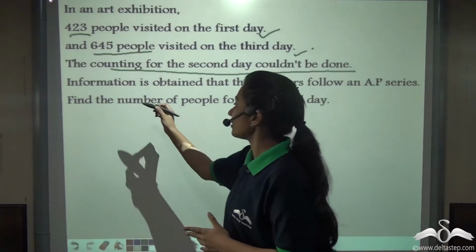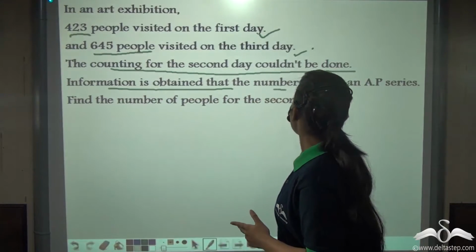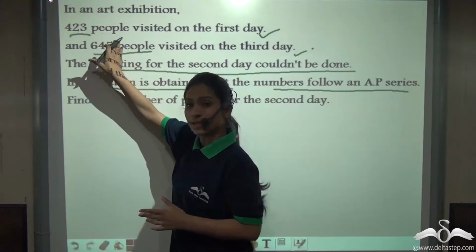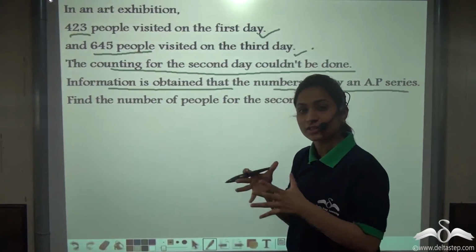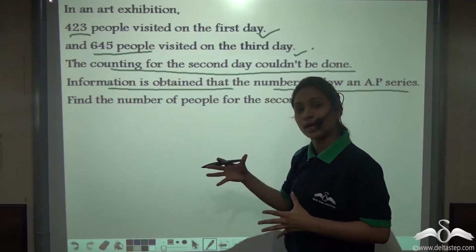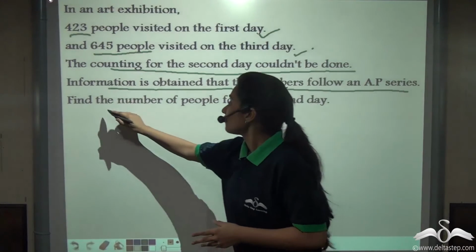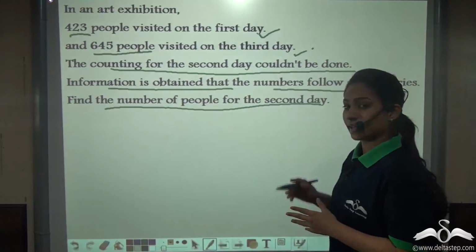But they have given us the information that the numbers follow an AP series. The numbers of the people visiting the art exhibition on the first, second and third day, they follow an AP series. You know what is an AP series? Now, find the number of people for the second day.